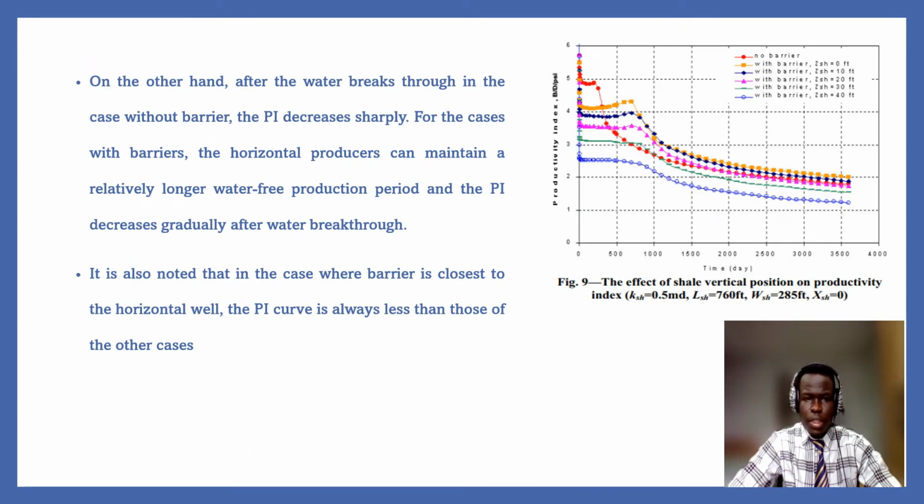Here we can also see that after the water breakthrough in the case with the barrier, the productive index decreases, and for the cases with the barrier, the horizontal producer can maintain a relatively longer water-free production period, and the productive index decreases gradually after the water breakthrough. It is also known that in the case where the barrier is close to the horizontal well, the productive index curve is always less than those of the other cases.